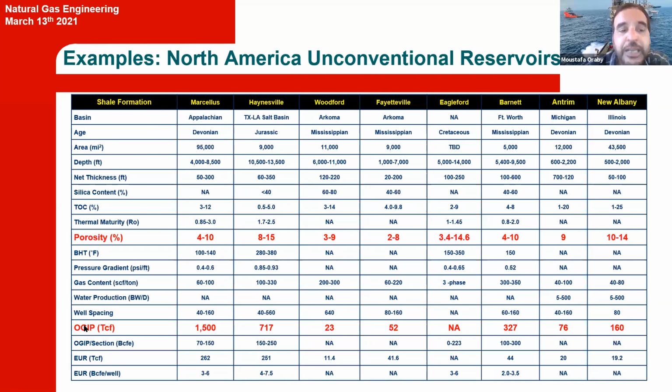Look at the original gas in place here in TCF, trillion cubic feet. It's 1500 TCF. Huge original gas in place. Where does this huge hydrocarbon live? If I have only from 4 to 10 pu, this means that the porosity is not what we are after. We are not after porosity. So if you look across here, you don't see much of it: 8 to 15, 3 to 9, 2 to 8. That goes all over the place. That's not only in North America, it's everywhere.